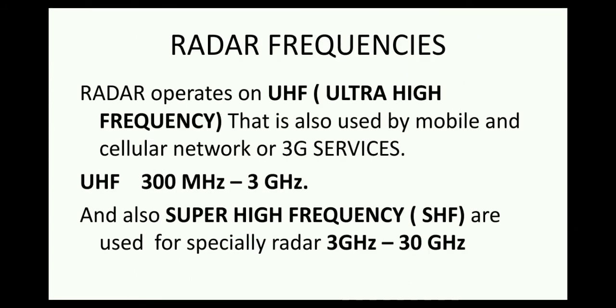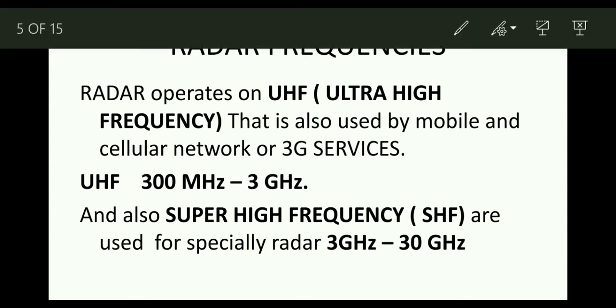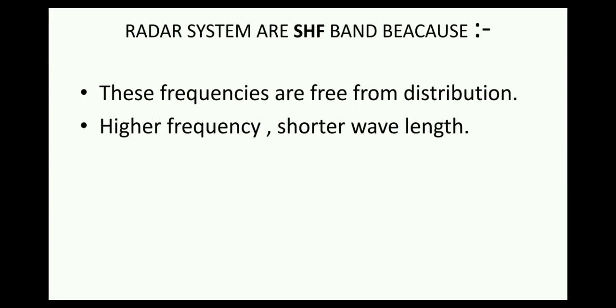Radar frequency mainly operates on UHF, meaning ultra high frequency, that is also used by mobile and cellular networks or 3G services, and it is also used by super high frequency that operates at 3 GHz to 30 GHz. Where super high frequency is used, these frequencies are free from disturbance, with higher frequency and shorter wavelength.